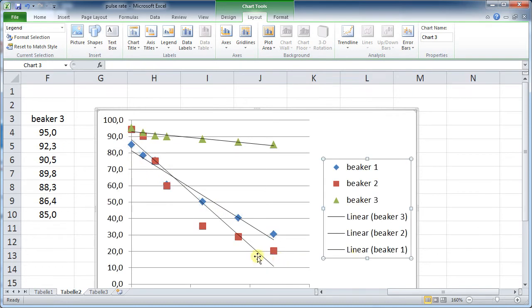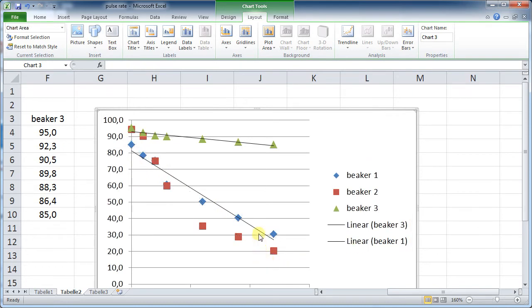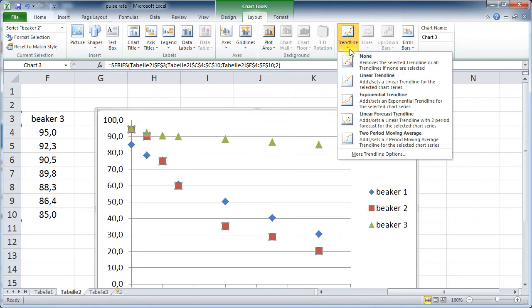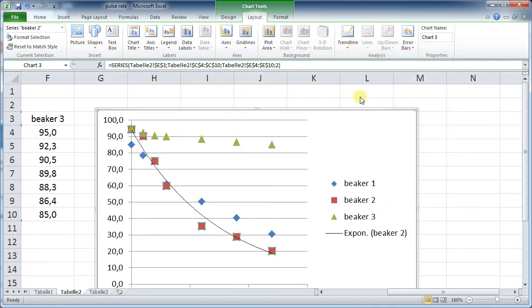So what do you do? You click on the trend line and you delete the trend line again. You have to click right on the line and you delete it again. And now let's try again. We click into the red data series, into Beaker 2, Trendlinie, and let's try a different one, an exponential one. That could be a little bit better. Okay, and you see that it fits a little bit better. This point is a little off.